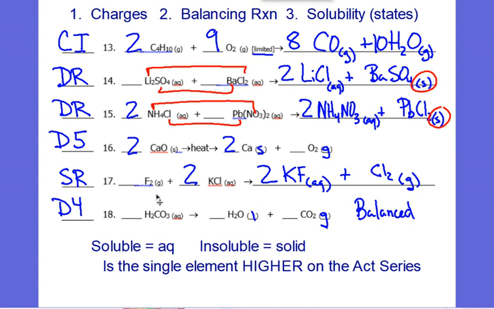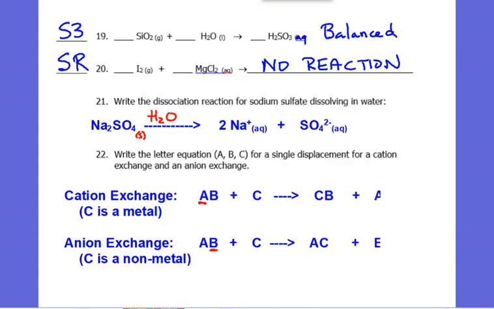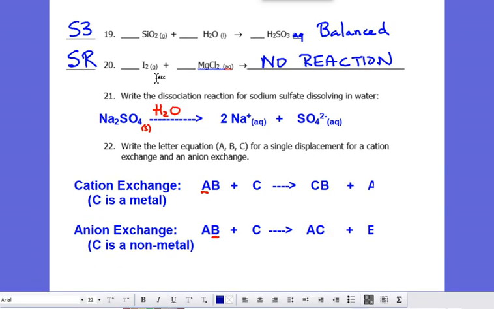17, we have a single replacement. Fluorine is really high, and we have 2 decompositions. 19, we have a synthesis. It was already balanced, so I wanted to indicate it was already balanced. And let's talk about 20, because that's a fun one, he said.